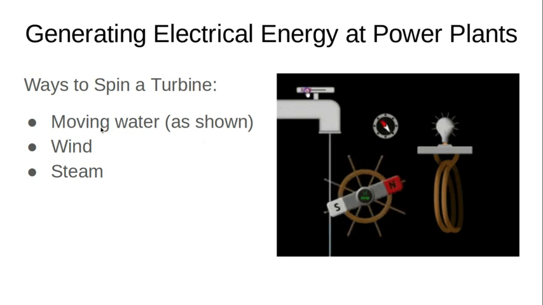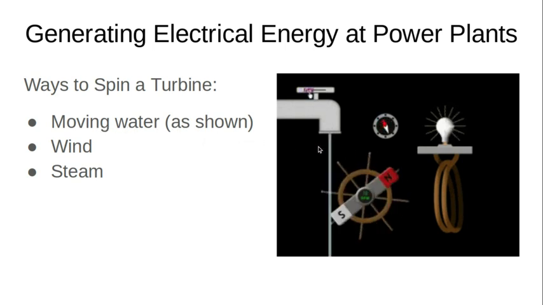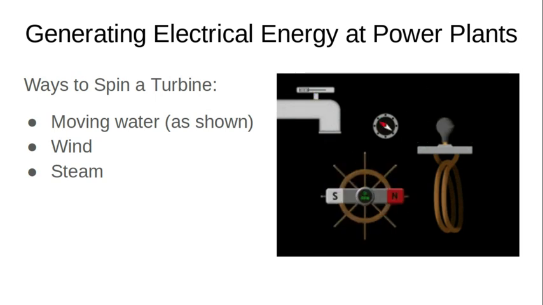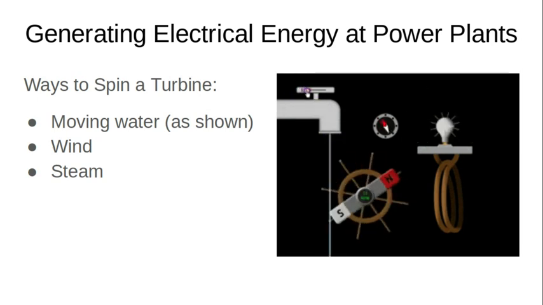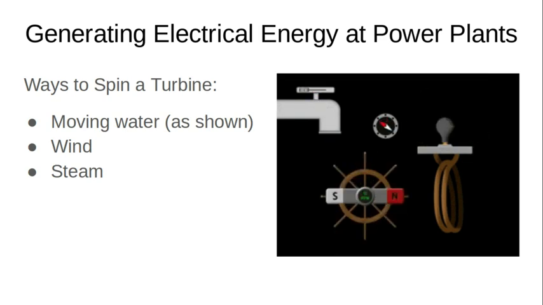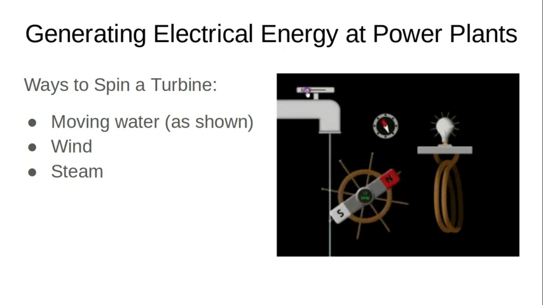This is an example of how you can take moving water, just like in this picture, spin the turbine, and generate electricity. This is called hydroelectric power and is used at large dams, for instance, at Niagara Falls. At Niagara Falls, when the water comes down, it will, in some cases, hit small paddle wheels and it will generate electricity in nearby substations. That's an example of using water to generate electricity.